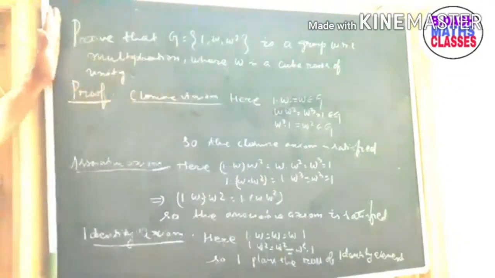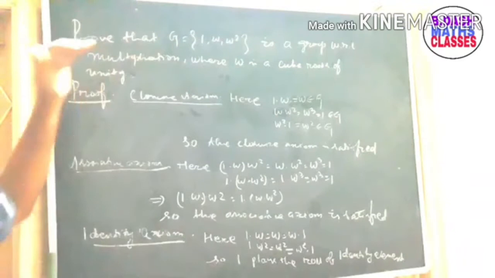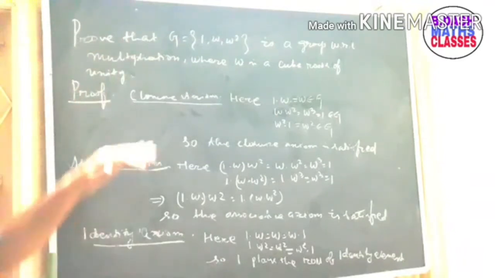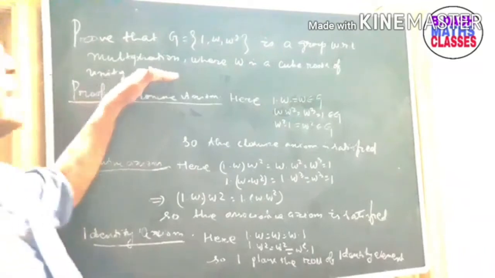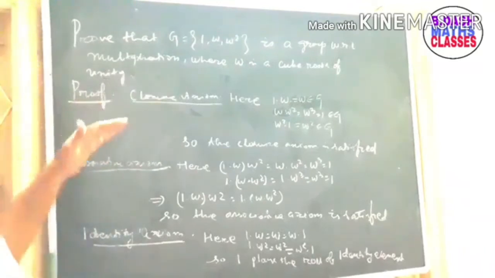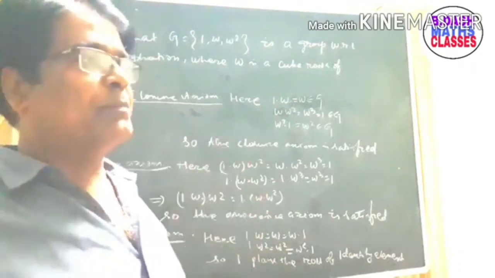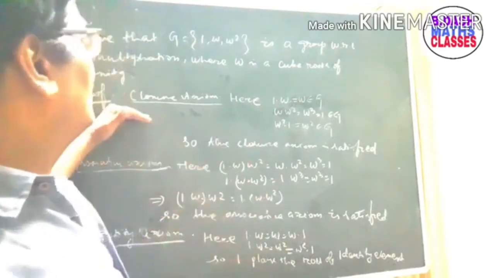For this problem, prove that G = {1, ω, ω²} is a group with respect to multiplication, where ω is the cube root of unity. In order to prove this is a group, we have to verify the four properties of a group. The first one is the closure axiom.